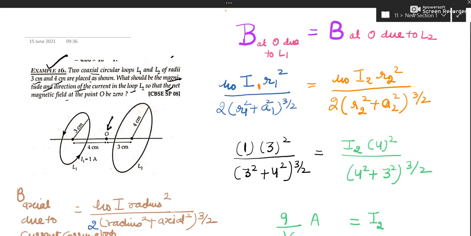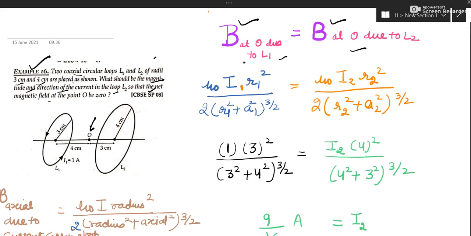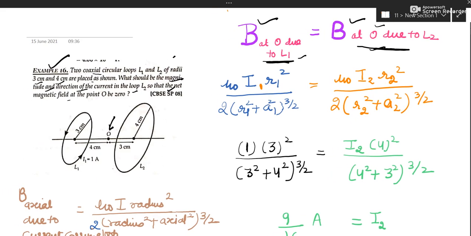It will be 0 when the magnetic fields due to both the loops are equal in magnitude and opposite in direction. So we have equated the magnetic fields at O due to both the loops. I have written here due to L1 and due to L2. Now for both the loops, O is an axial point, situated at an axial distance.